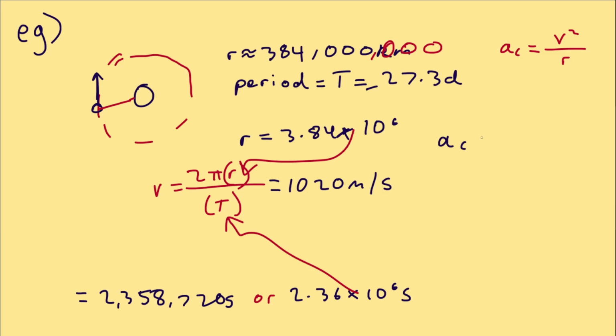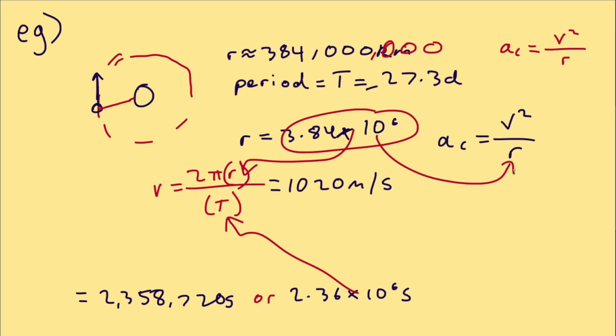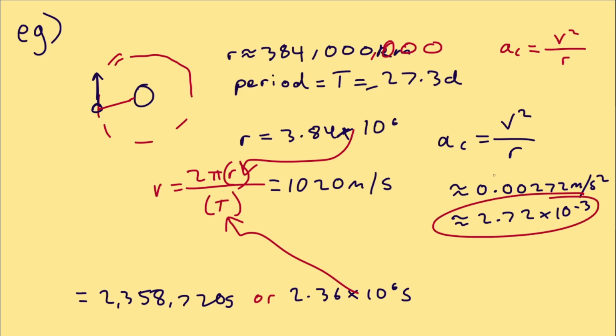Now we're ready to find centripetal acceleration. Formula is a_c is v squared over r. Put in this for v and put in this value for radius. When you plug in your values, you'll get roughly 0.00272 meters per second squared, which in scientific notation is 2.72 times 10 to the power negative 3 meters per second squared. Now this is a very small number, and you might be surprised because the moon, as you know, is moving very fast throughout space.